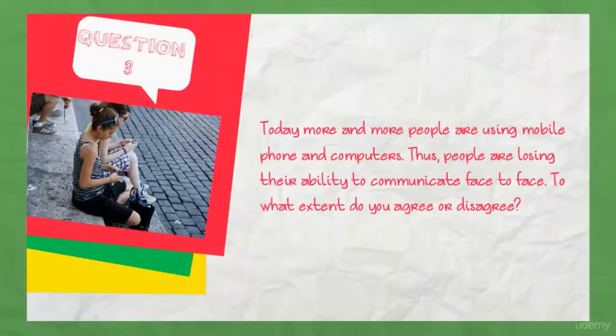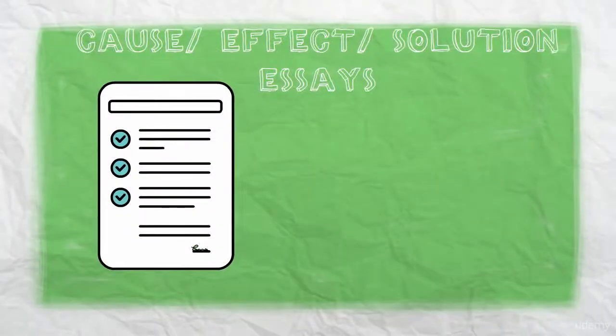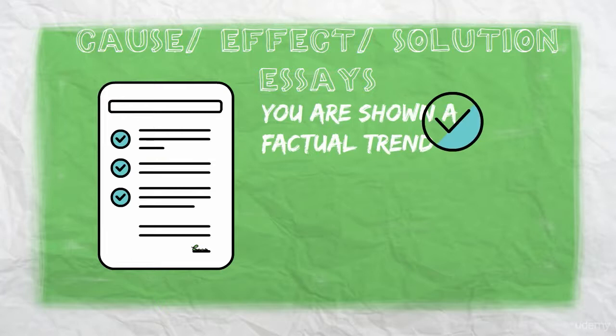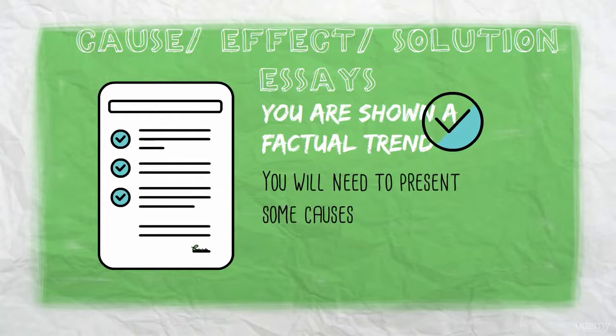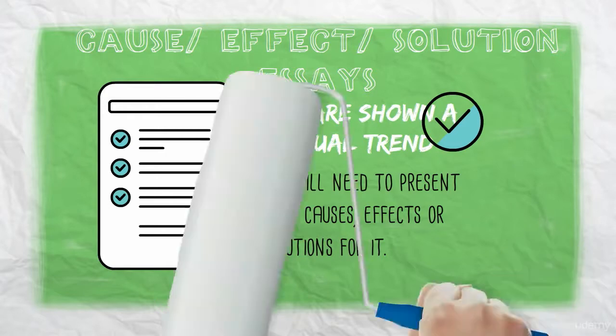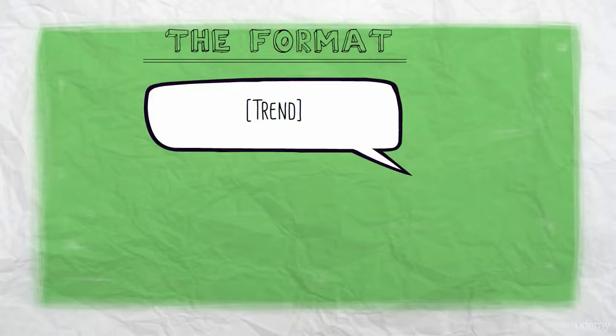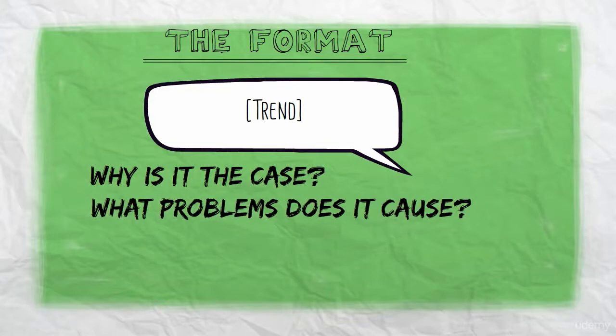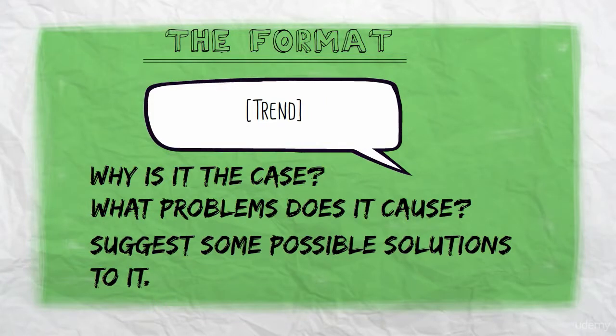The last question type is cause-effect solutions essay. In this type of essay, you are shown a factual trend and you'll need to present some causes, effects, or solutions for it, depending on the type of questions that you'll be asked. The format is you'll be given a trend, and the questions might be, why is this the case? What problems does it cause? Suggest some possible solutions to it.